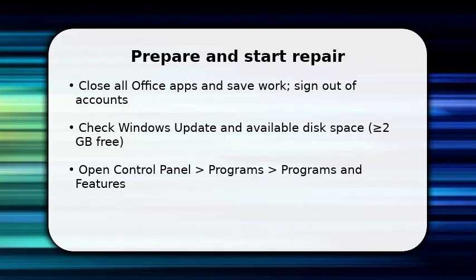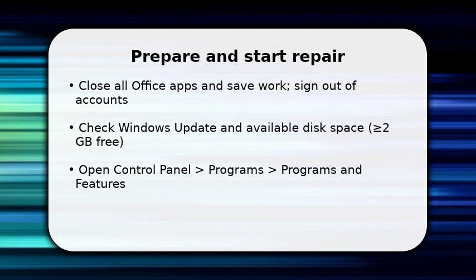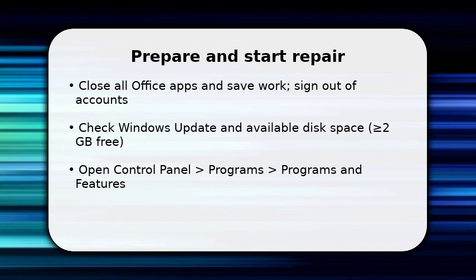You begin by closing Office and saving everything. This prevents file lock conflicts. Once done, make sure Windows Update is current and you have at least 2 GB free so the repair can write temp files. Next, open Control Panel and go to Programs and Features to find Microsoft Office. You're taking these steps to remove external blockers.